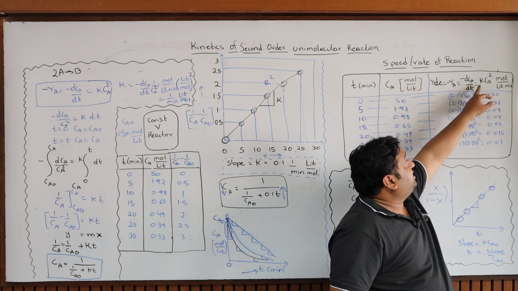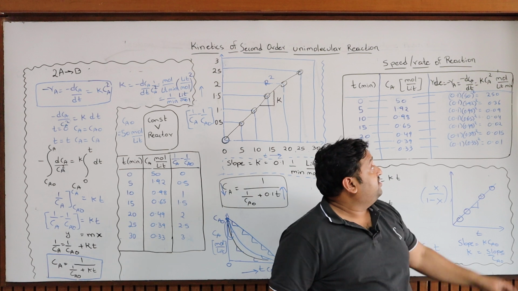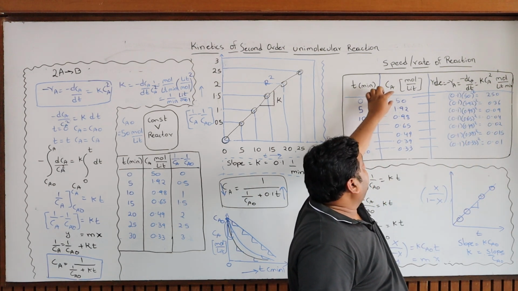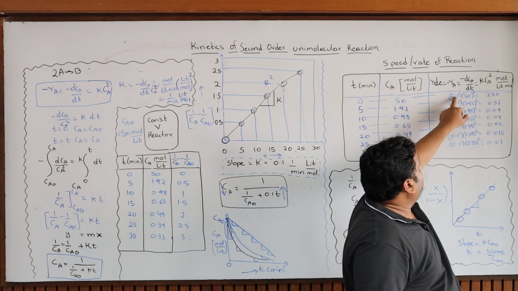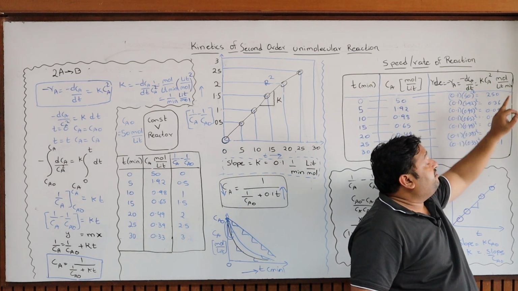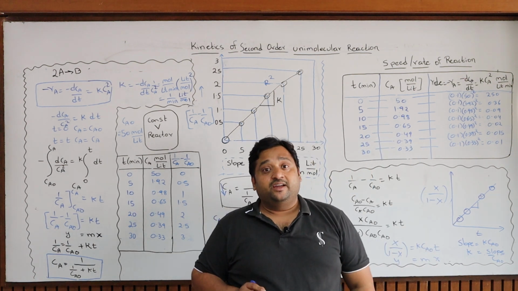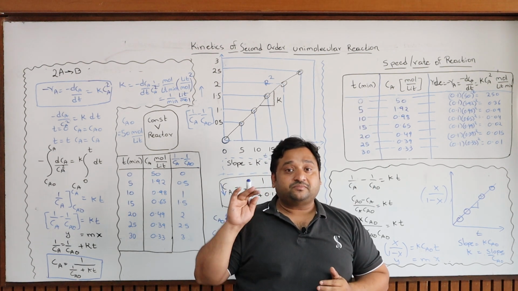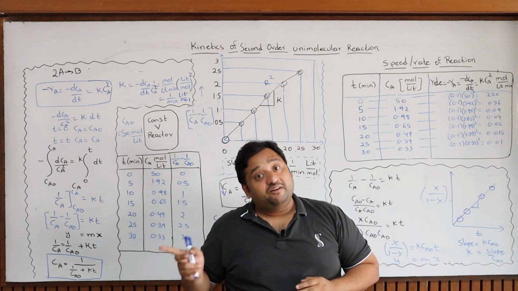That means the speed is nothing but K times Ca square. I know K is 0.1, and Ca square is nothing but the concentration at that time. At the time t equal to 0, the concentration is maximum. So, the speed is 0.1 into 50 square, that is 250 mole per liter per minute. That means every minute 250 mole per liter will be reduced.